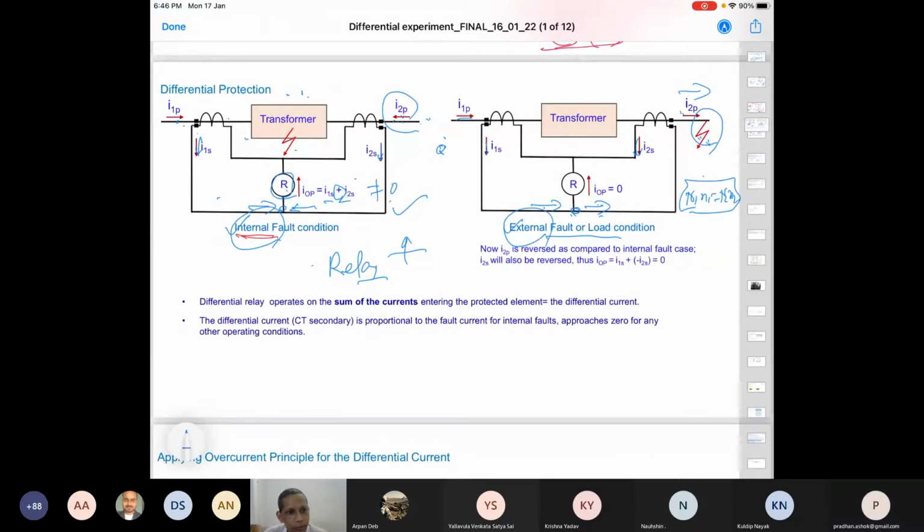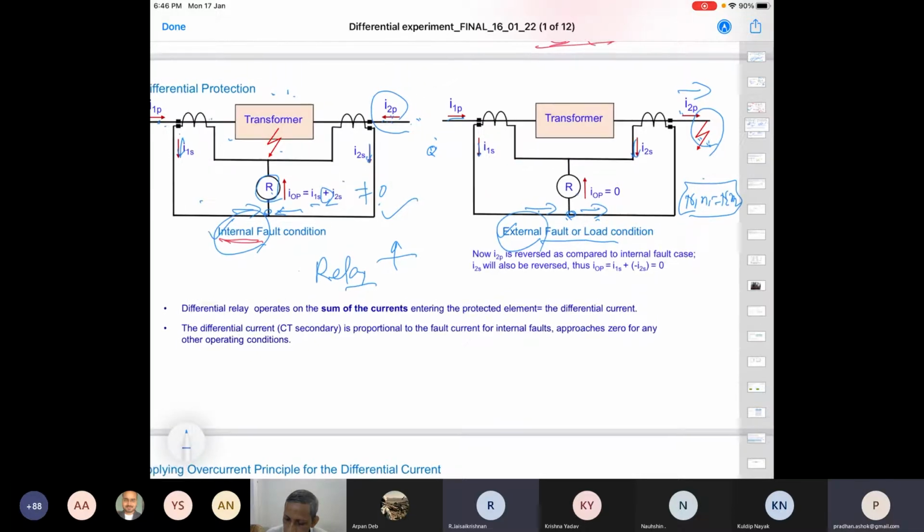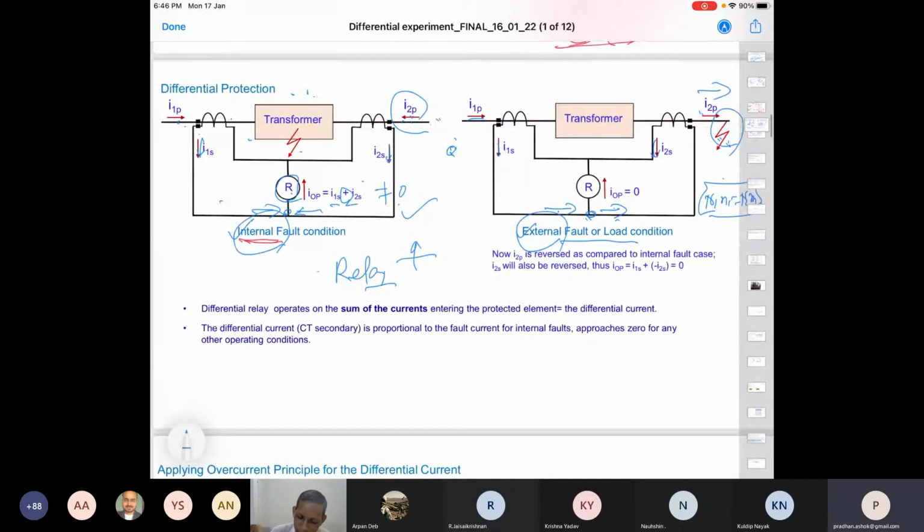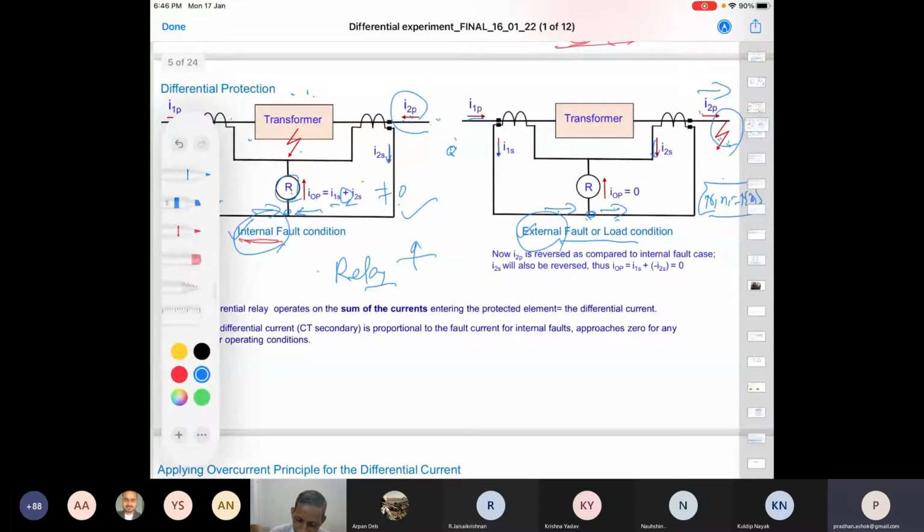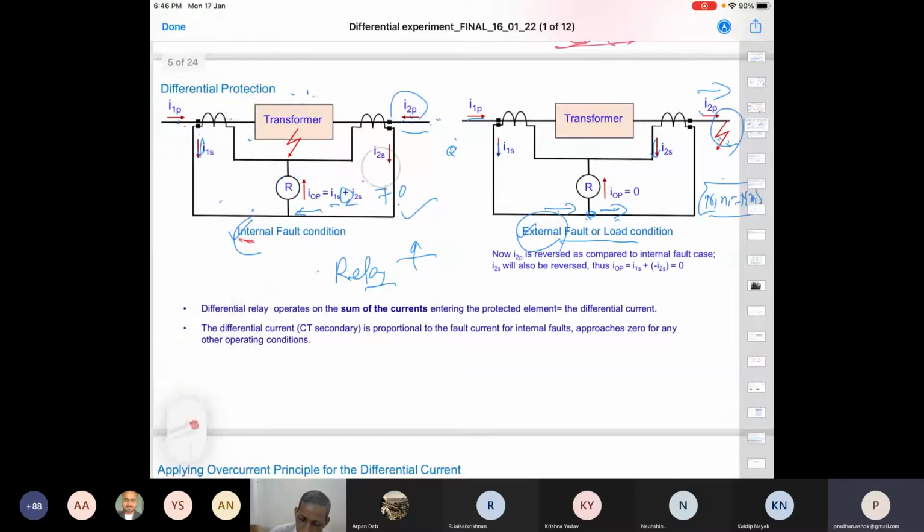So, why are we assuming the current of the secondary to be from right to left in the internal fault condition, and left to right in the other? We are not considering anything. This is not my consideration. From the very beginning, I told you, let me clear you.